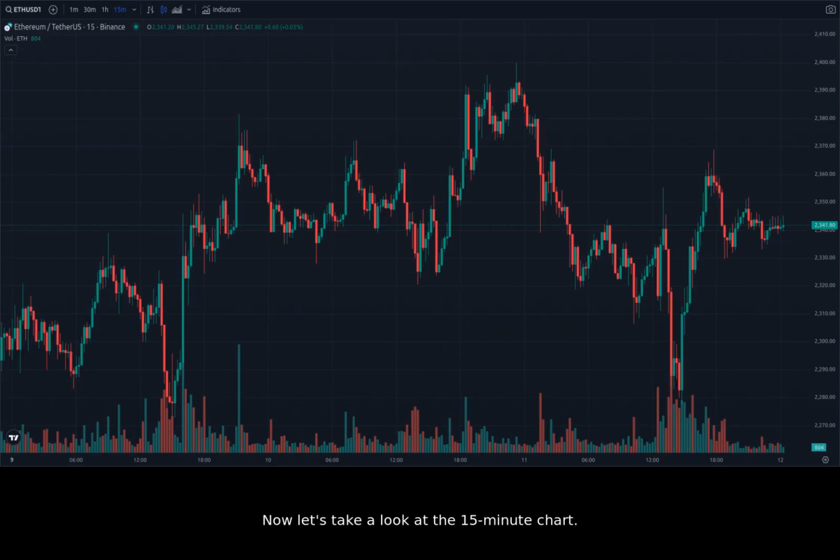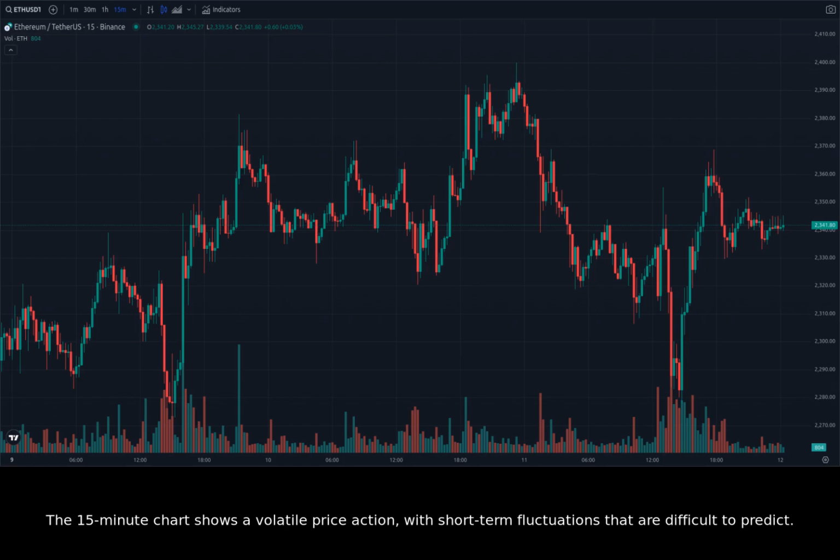Now let's take a look at the 15-minute chart. The 15-minute chart shows a volatile price action, with short-term fluctuations that are difficult to predict. However, we can see that ETHUSD has been consolidating around the $2,350 mark. Traders can consider buying ETHUSD if the price breaks above the $2,360 resistance level. However, if the price breaks below the $2,340 support level, it could signal a short-selling opportunity. Keep in mind that short-term trades involve higher risk and require close observation and effective risk management.